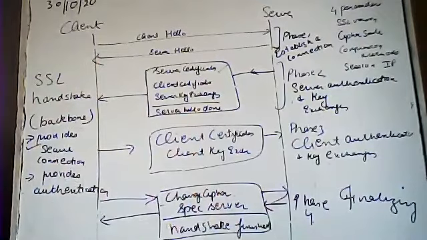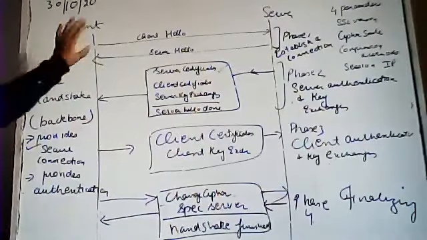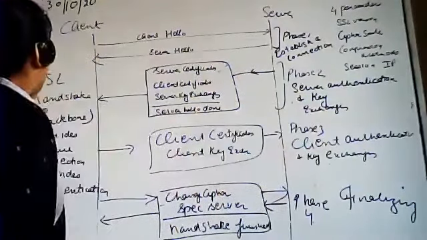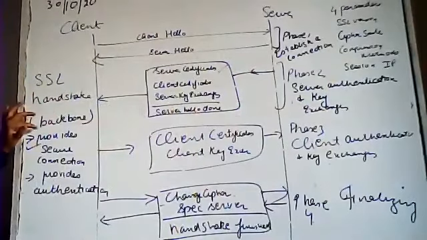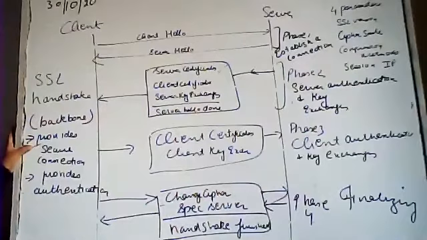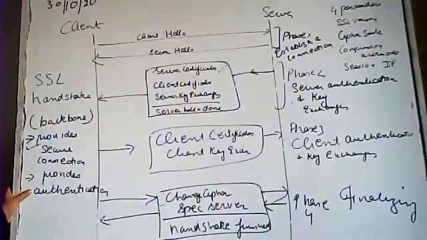So this is the main benefit over here. First, I will just repeat all those points. We have a total of 4 phases in the SSL handshake. Basically, the SSL handshake is the backbone of your SSL layer. Why so? Because it provides a secure connection and it provides authentication. There are a total of 4 phases in the SSL handshake protocol.